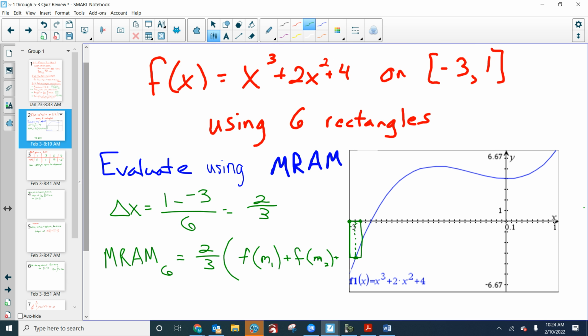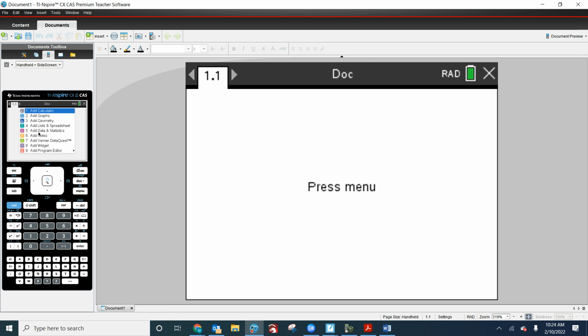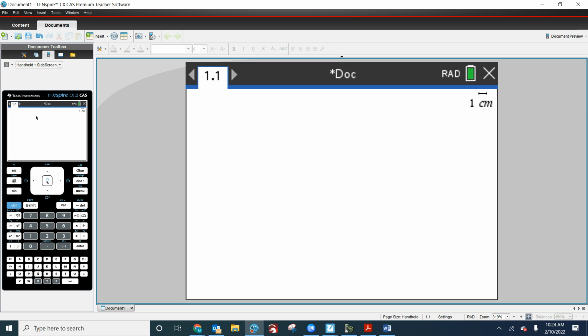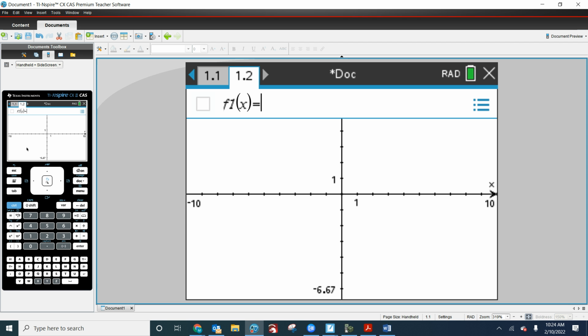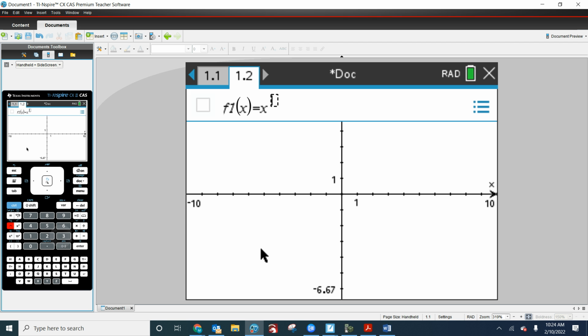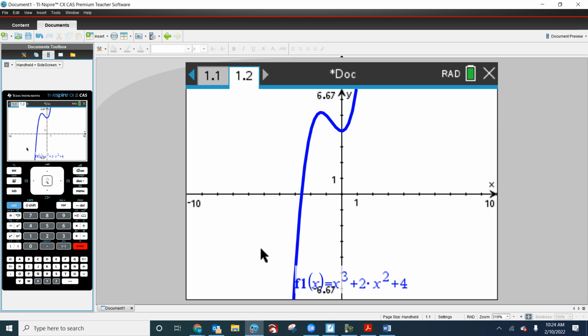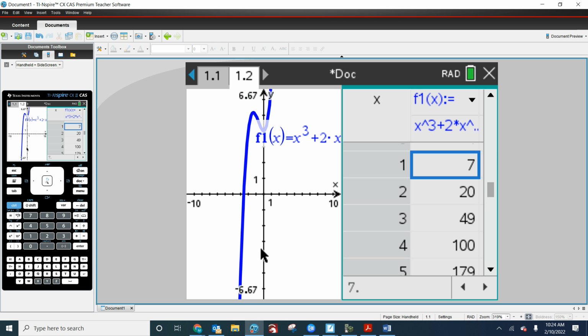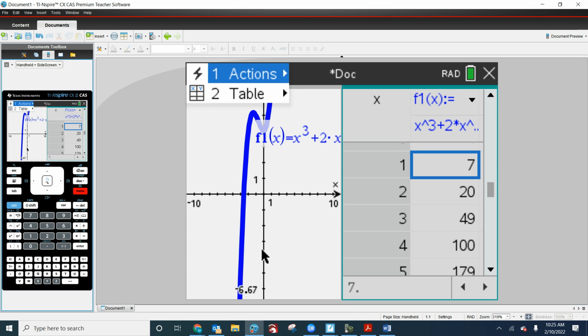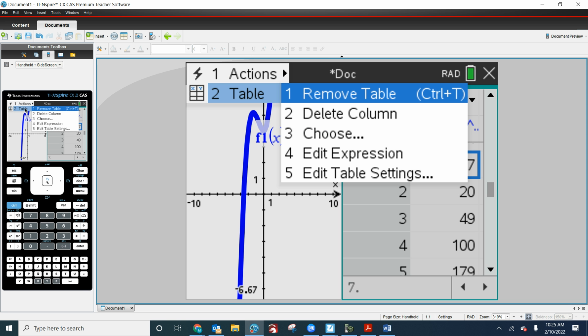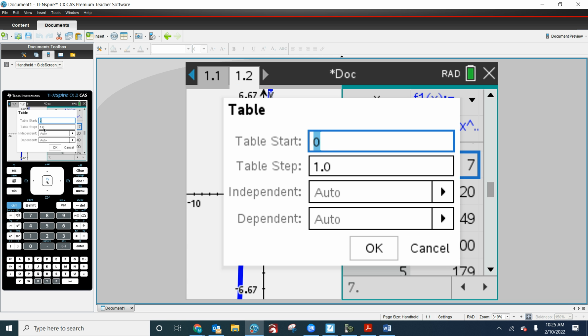X cubed plus 2x squared plus 4. Was it plus 4? X cubed plus 2x squared plus 4. Okay. Control T. There's the table. That's not the table I want. I want menu, table, edit table settings. Where do I want the table to start?